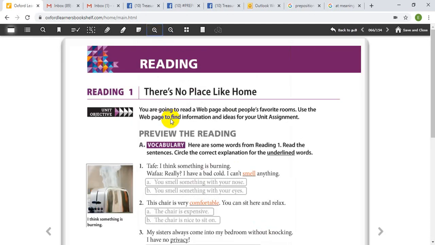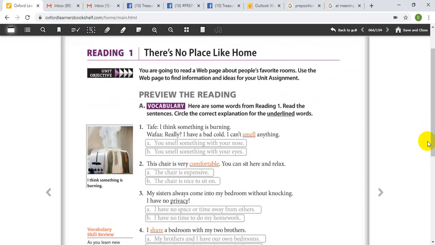Now, here we're going to start with reading There's No Place Like Home, and this actually is true. Okay, so before reading, you all know that we have a look at the vocabulary words, okay? Now, here are some words from the reading one, and as you all know, I always give you around 2 to 3 minutes, okay? And you have to read the sentences. In each sentence, it is basically a conversation between two people.